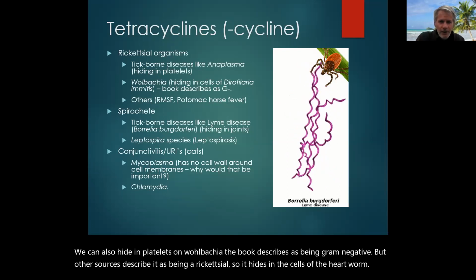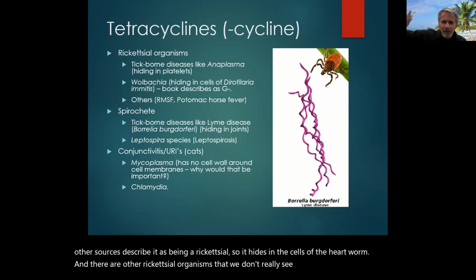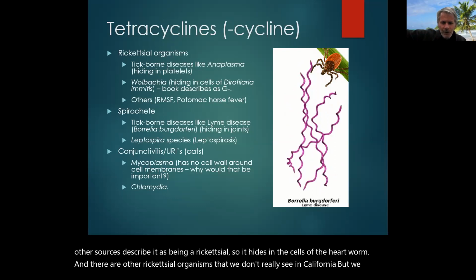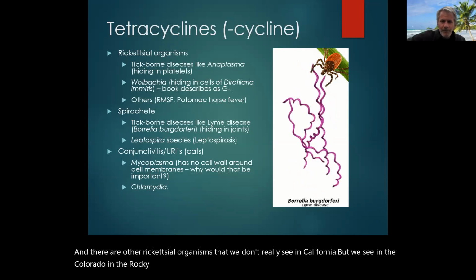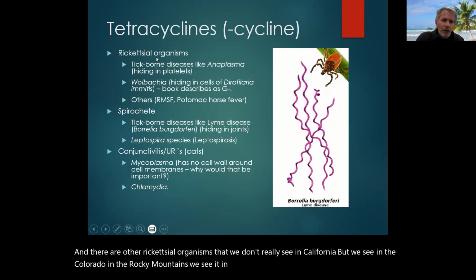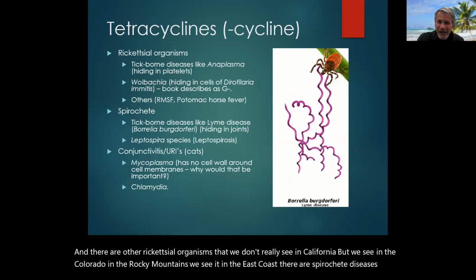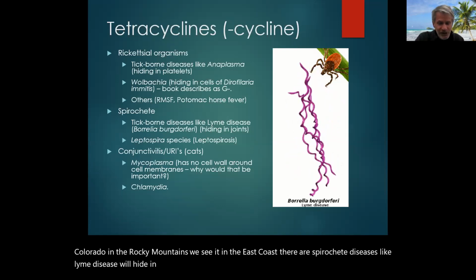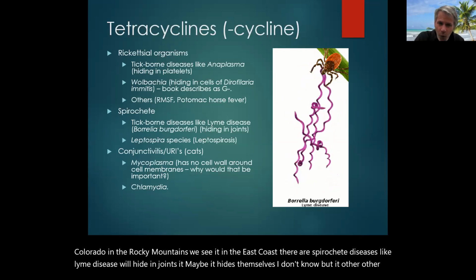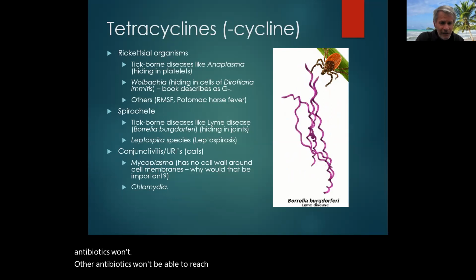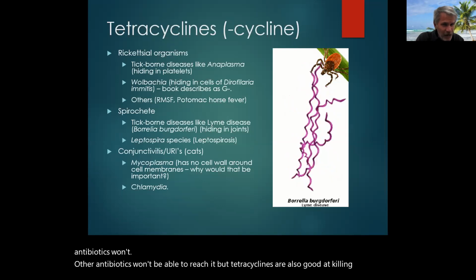And there are other rickettsial organisms that we don't really see in California, but we see in like Colorado and the Rocky Mountains. We see it on the East Coast. There are spirochete diseases like Lyme disease that will hide in joints. And maybe it hides in cells. I don't know, but other antibiotics won't be able to reach it, but tetracyclines will. Tetracyclines are also good at killing leptospirosis. I don't entirely know why.